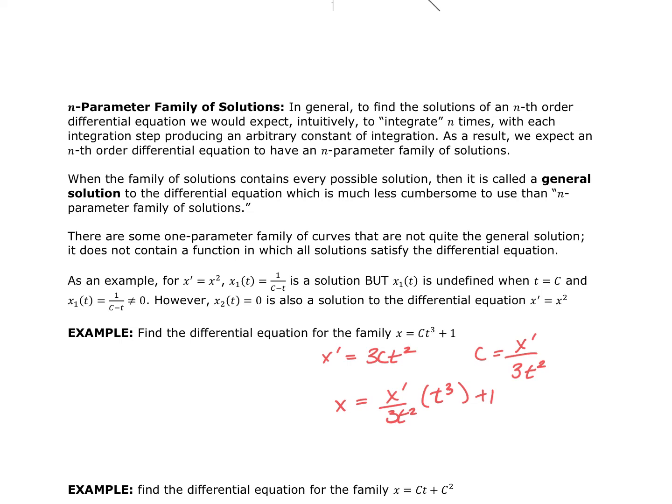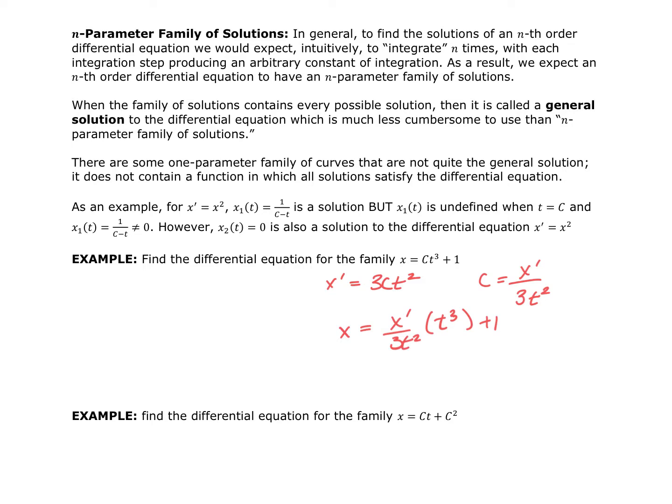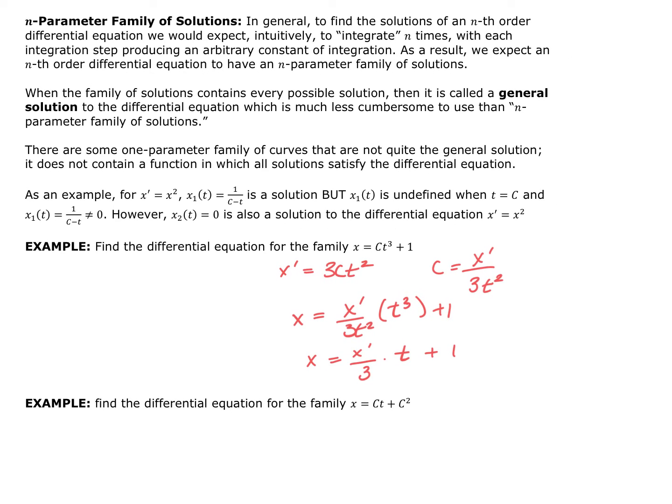And I simplify this. I am going to get x equals x prime over 3 multiplied by t plus 1. Now, if I were to multiply everything by 3, I would get 3x equals x prime times (t plus 1).